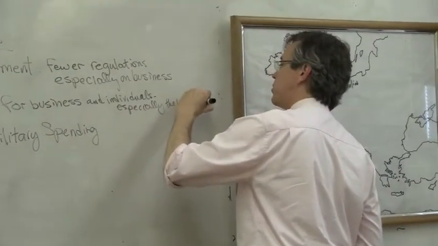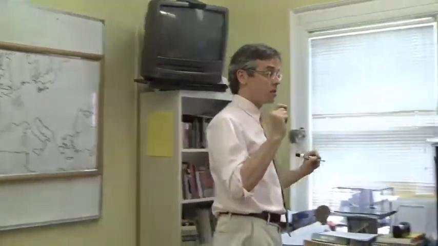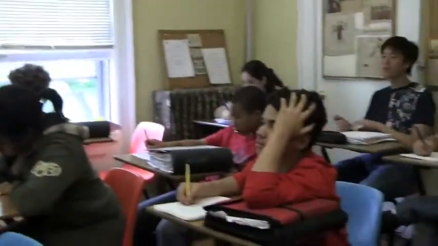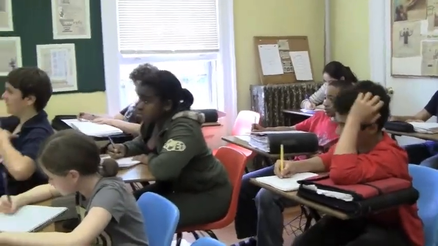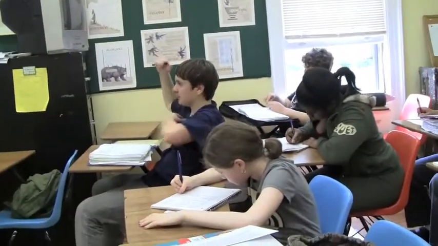Now you might not be able to see this, but we talk about tax cuts. President Reagan was recommending tax cuts, not just for business, but for people. And not just for people, especially for who? The wealthy. Especially for the wealthy. I don't get that. How is that supposed to benefit the economy?